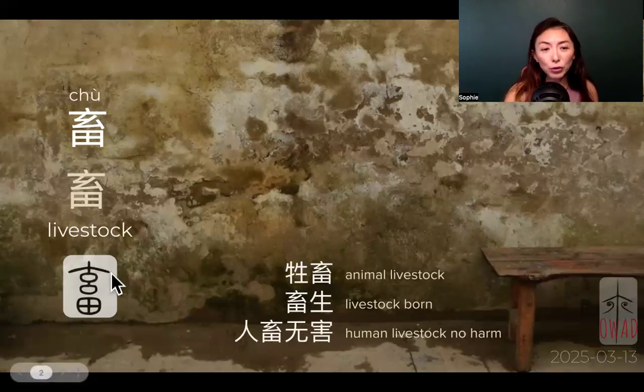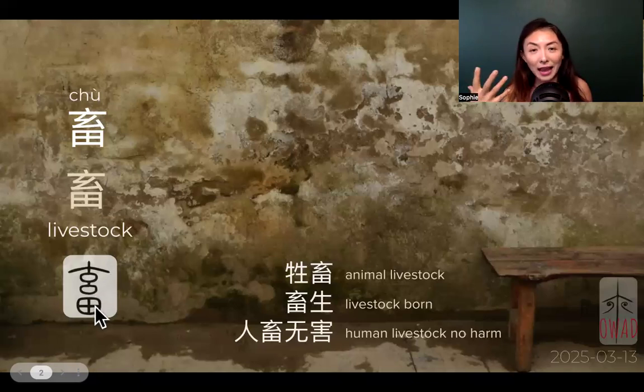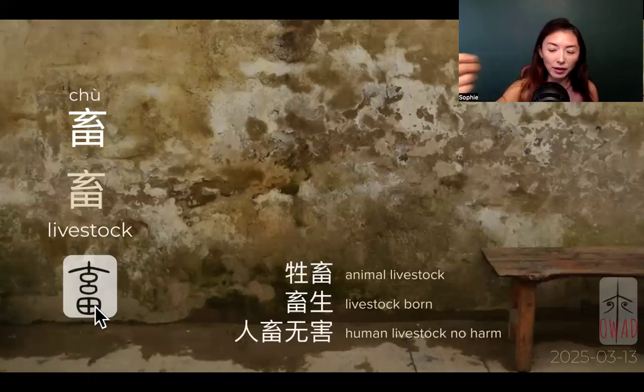We use this xuan character. And according to some scholars, this looks like the nostrils of the ox that we harness to control where they move, right? To give the direction.